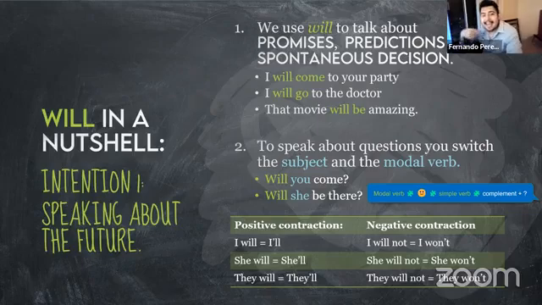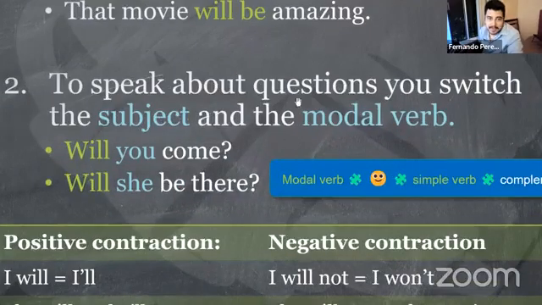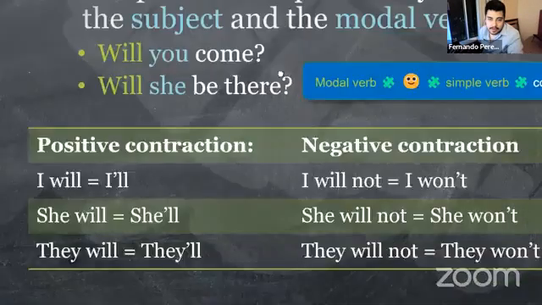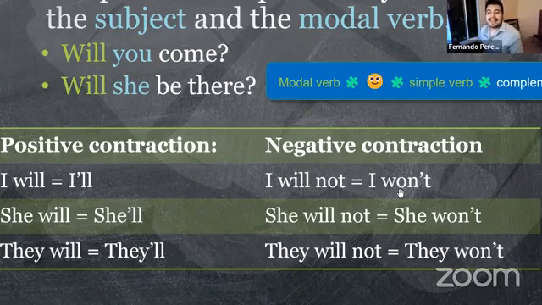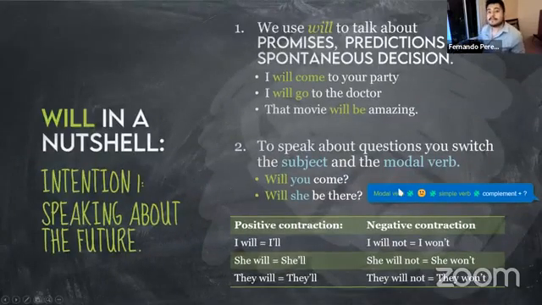You can use the negative for will. I will not, contraction, I won't. So what is a negative for will? Won't. Correct. Negative for will, won't.